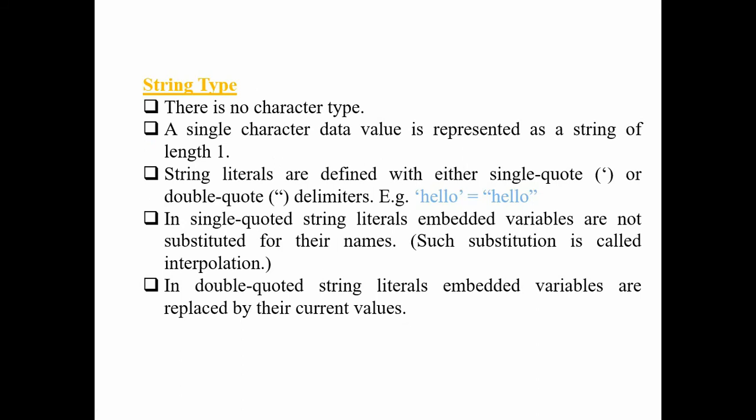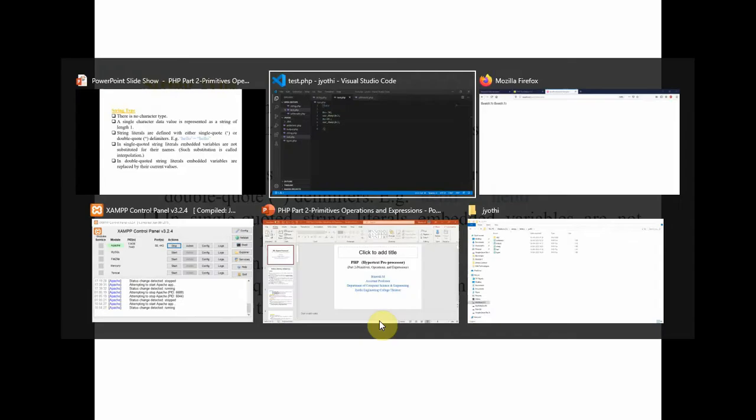Okay, now we have the string type. There is actually no character type. Whenever we need to represent a particular character, that character is represented as a string of size 1. String literals are defined with either single quotes or double quotes. You can see that we have an example where hello within single quotes is equivalent to hello with double quotes. In single quotes, embedded variables are not substituted for the names. But in double quotes, embedded variables in string literals are replaced by the current value. So that is the difference. We can check it, no problem.